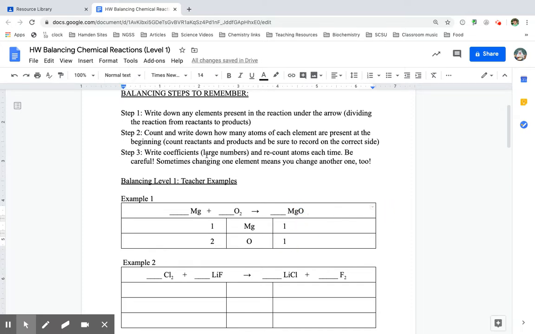So as I'm trying to figure out if it's balanced, magnesium looks good so far, one on each side, but the oxygen, I have two on the left, but just one on the right. So that's not balanced yet. So to balance it, I put in big numbers. I put in a big number here. That's why I left those little blanks there for you. I put a big number here to tell me that I actually need two oxygens. So I'm going to change this.